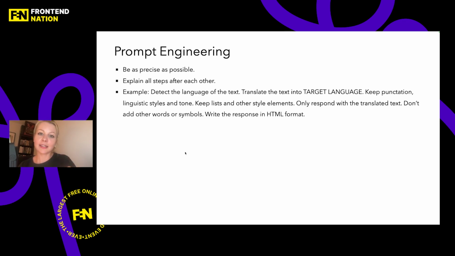and other style elements. So before, in the beginning, we saw, as I translated the English text into German, the bold text was gone because I forgot to tell it to not only translate the text, but also to keep bold text as bold text, so it threw away my bold text. Only respond with the translated text. Don't add other words and symbols. You might have seen it before. You say, hey, translate this text, and OpenAI or ChatGPT answered with, okay, here's the translated text. But this is not what we want to have. We don't want to have this prefix. And I actually want to tell it to write the response in HTML format, and then it will do that.